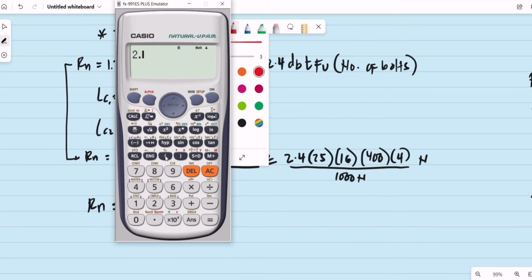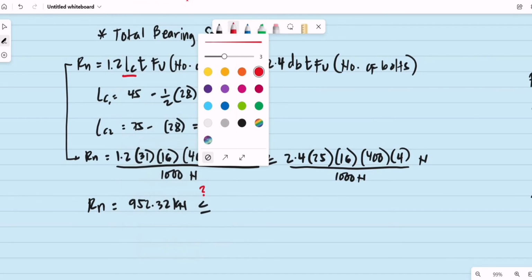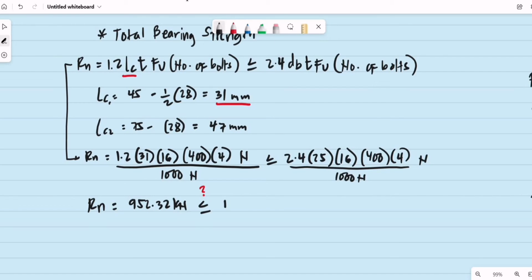So we have that as 2.4. The diameter of the bolts to be used is 25 mm. This is a 16 mm thick plate. 400 megapascals times 4. This is in newtons, so to be divided by 1000 to be in kilonewtons. So we have that as 1,536 kilonewtons. So we'll be using this value for the bearing strength.